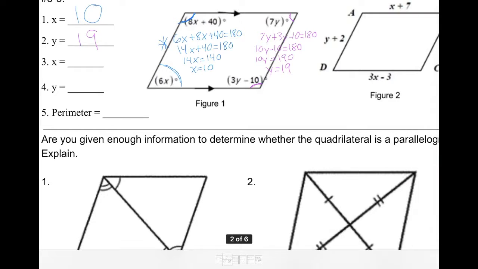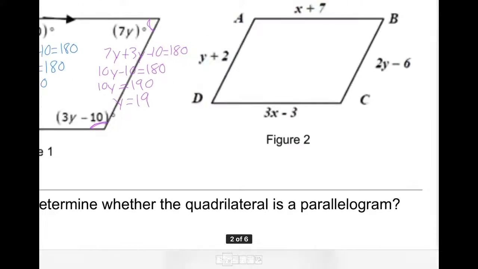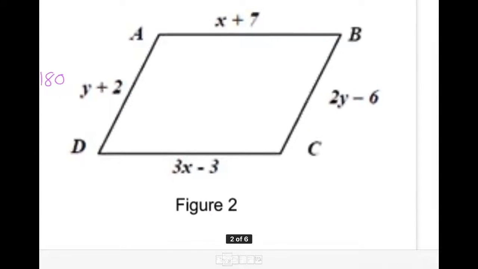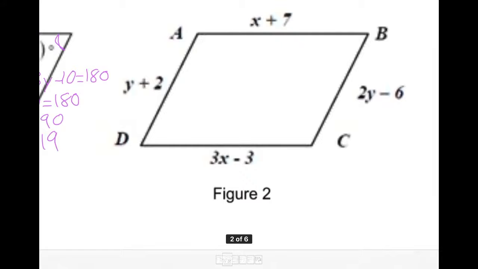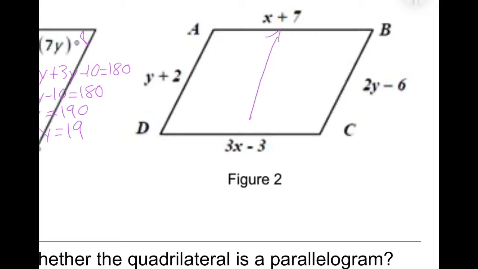And then we move on to figure 2. So for figure 2, we are no longer looking at angles, we are only looking at sides. So if they are opposite sides, they are going to be congruent. So for the first pair of opposite sides, we have 3x minus 3 equals x plus 7.